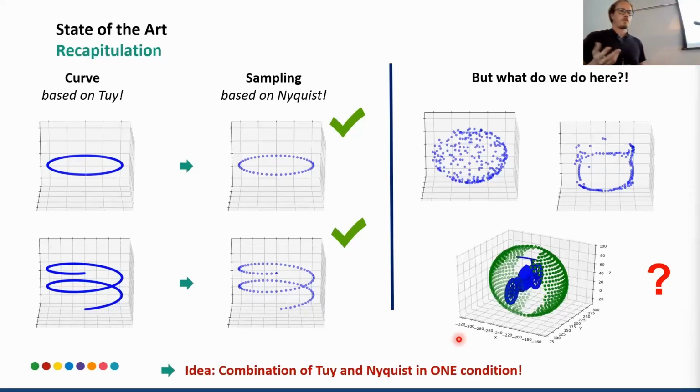To recapitulate, normally we choose first Tuy, a continuous curve, then the sampling, but this cannot be applied here as we do not have a continuous curve in the first place. So the idea was to just combine Tuy and Nyquist in one step, in one condition, so that it can be applied even for this strange stuff.